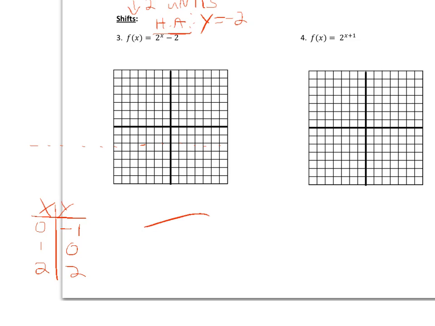So here you can see it increases. So let's graph that. I have 0, negative 1. I have 1, 0. And I have 2, 2.